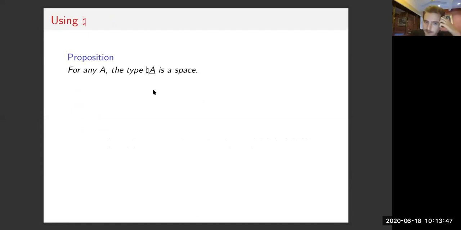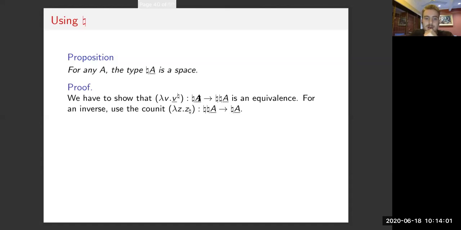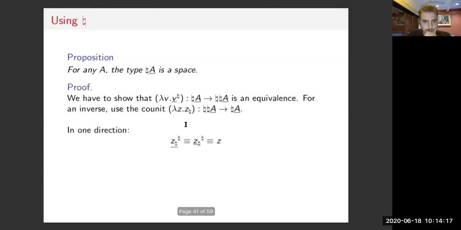So now, just as an example of proving something very basic in the theory, the first thing you might want to check is that anytime you've got a type, its underlying space is actually a space in the sense of the previous slide. So we just have to show that the map like this is an equivalence from natural A marked to natural A marked. So for an inverse, we can use the co-unit. So this is just the elim applied to a term of this. And then checking the round trips.